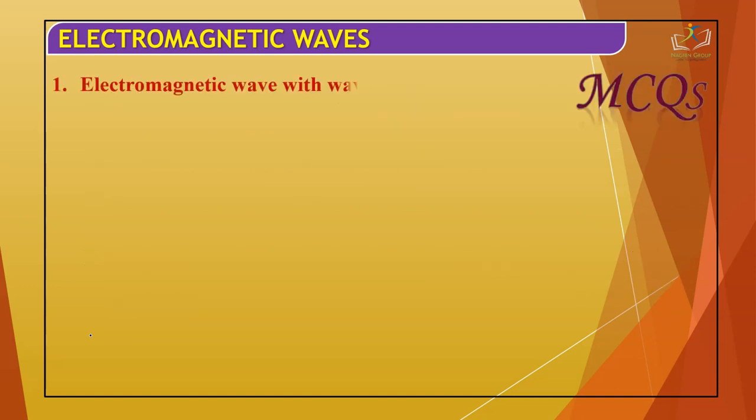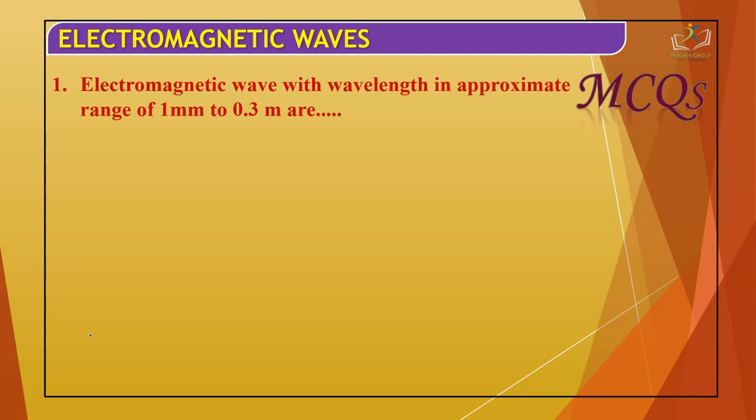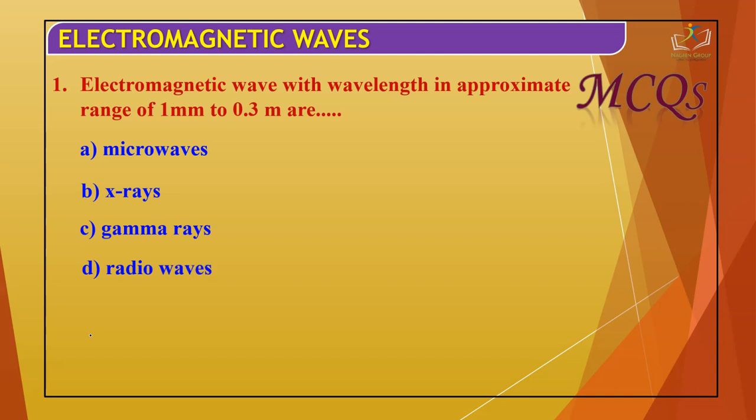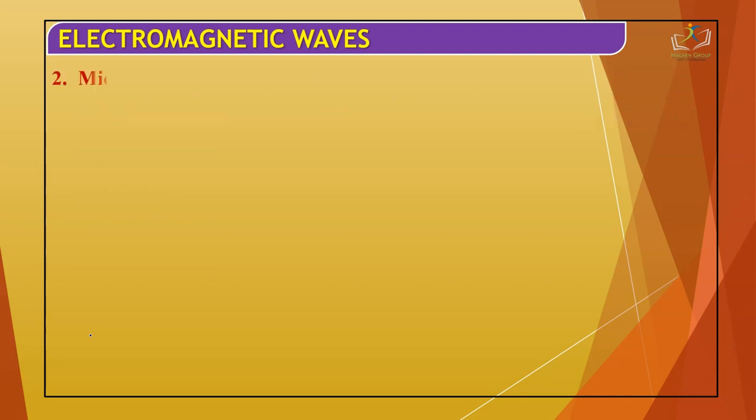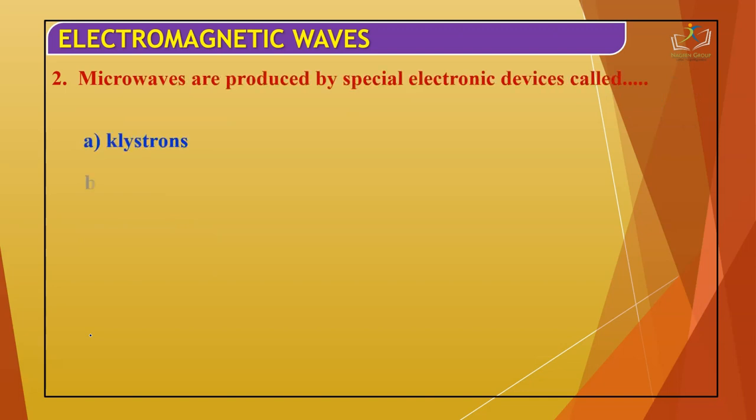One by one, we see an electromagnetic wave with a wavelength in the approximate range of 1 millimeter to 0.3 millimeter. What are these? Yes, your answer is correct, microwaves. Microwaves are produced in special electronic devices which we call a klystron, magnetron, cyclotron, or both A and B. Yes, both A and B.